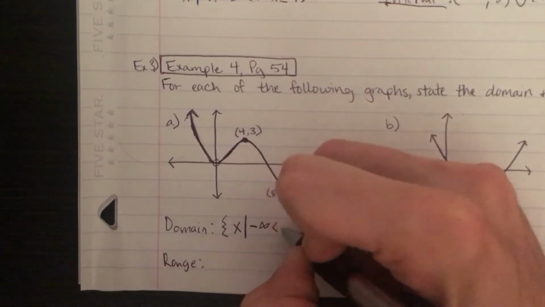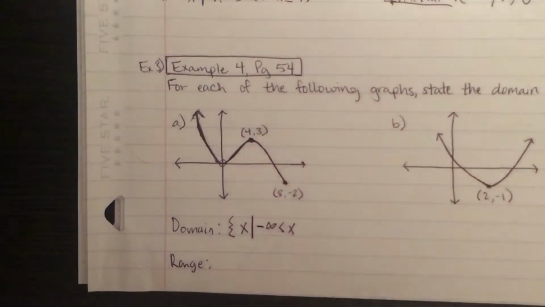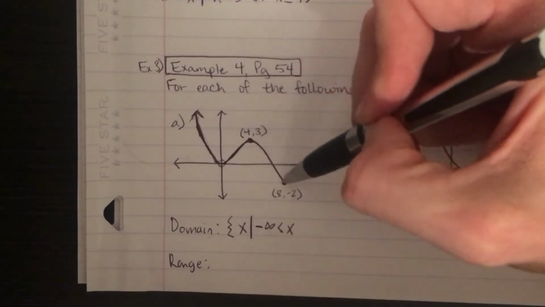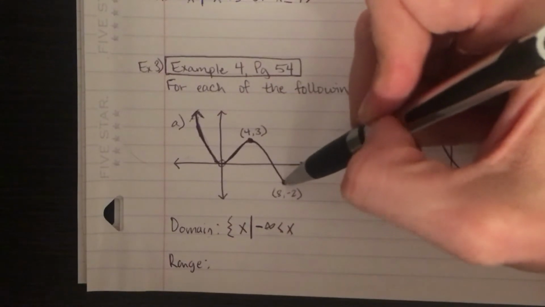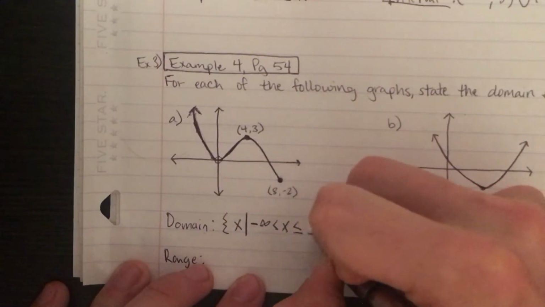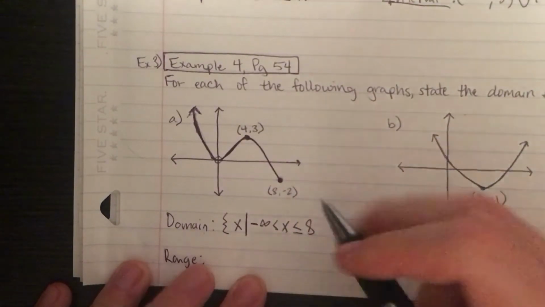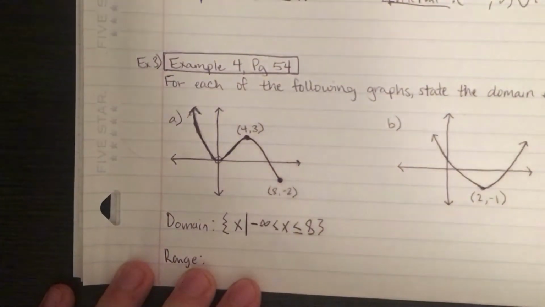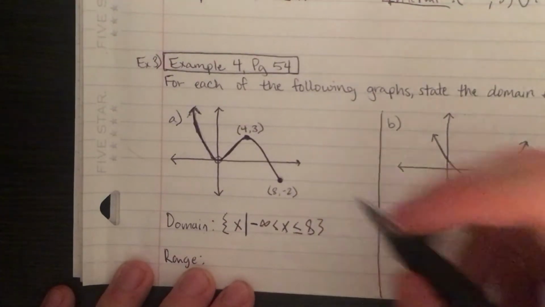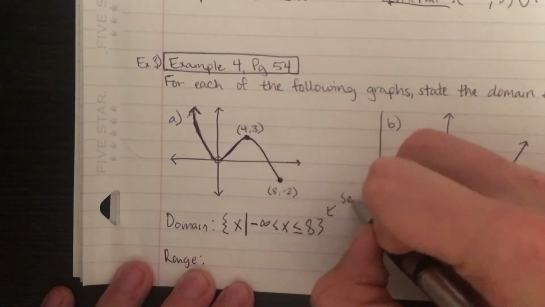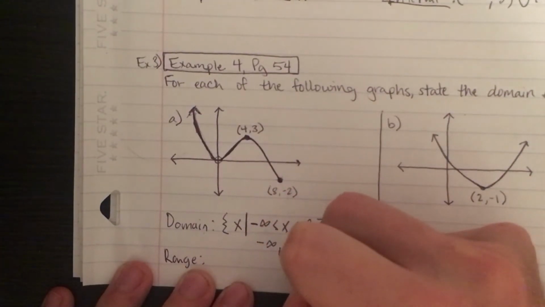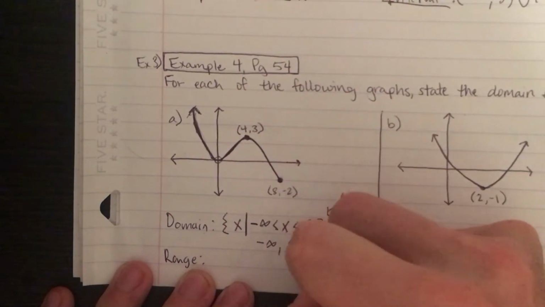So negative infinity is less than x, because that's the smallest number we have. And then the graph all the way to the right stops right here at this x value of 8. So we're going to say x can be less than or equal to 8. And if you wanted to write that as just an interval, this is set builder, or set notation. The interval would just be negative infinity to 8.